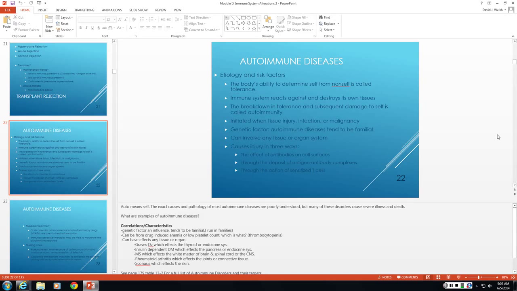Now, it's initiated when tissue injury, infection, or malignancy occur. Sometimes there's a genetic factor because autoimmune diseases tend to be familial. It also can involve any tissue or organ system. Now, autoimmune diseases cause injury in three ways. They basically affect the antibodies or cell surfaces. They can do this through the deposit of antigen-antibody complexes and also through the action of sensitized T cells.